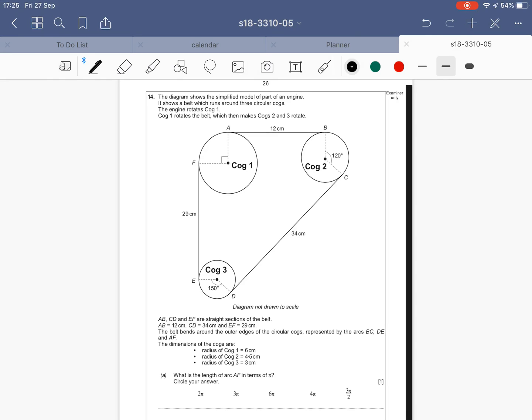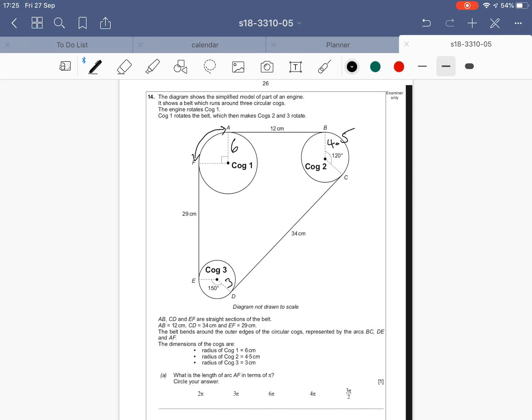Radius of cog 1 is 6. I'm just going to drop that on there. Radius of cog 2 is 4.5. Again, write that on there. Radius of cog 3 is 3. What is the length of the arc AF? So an arc is a curve, so they want that length there. So from A to F. It's in terms of pi as well, so you don't need to use your calculator. Obviously, it's a non-calculator paper.